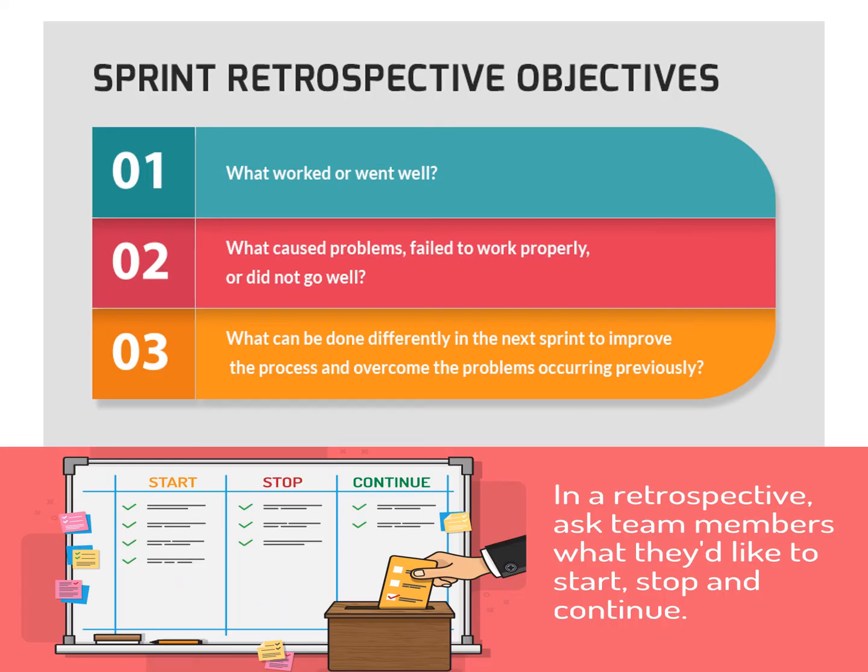At the end of each sprint, we have a retrospective review meeting, aiming to answer the questions: what worked or went well, and what caused the problems and issues that failed to work properly, answering why, what is the reason for having those obstacles, and so on, and then what can be done differently in the next sprint to improve.